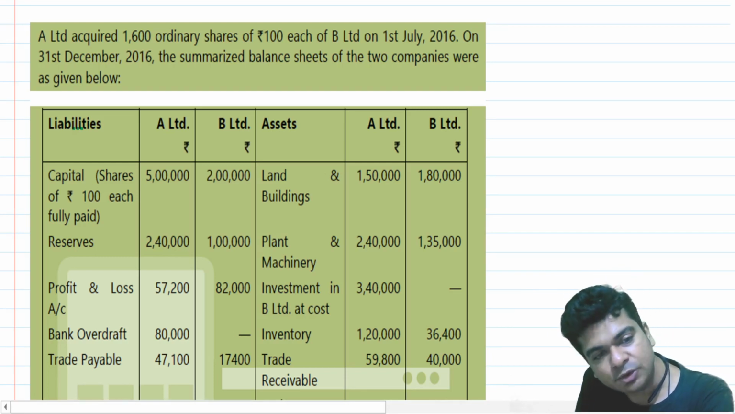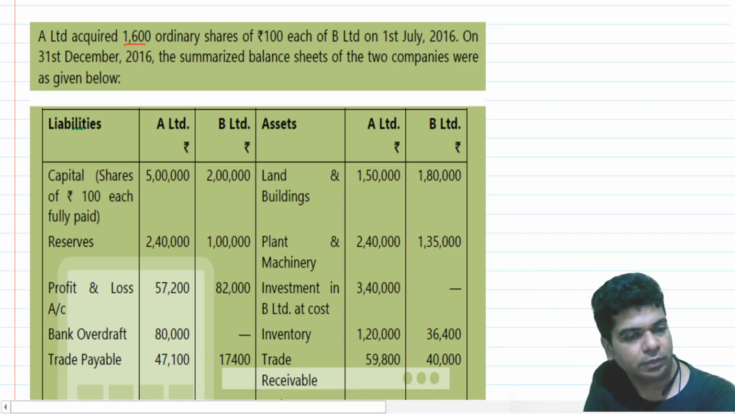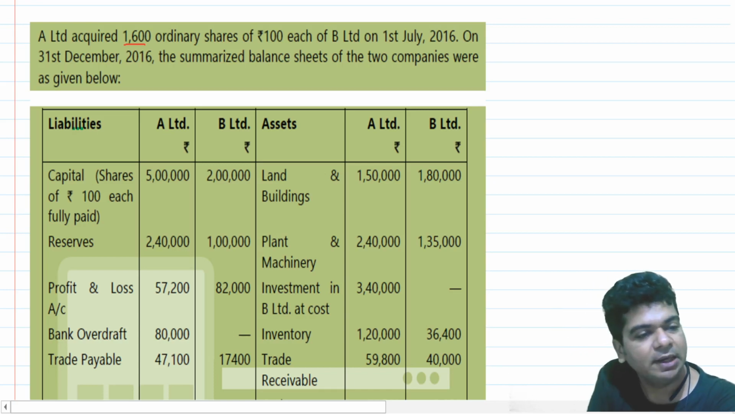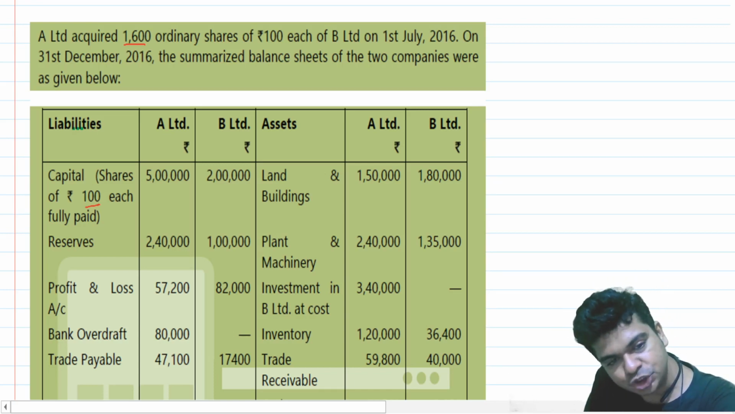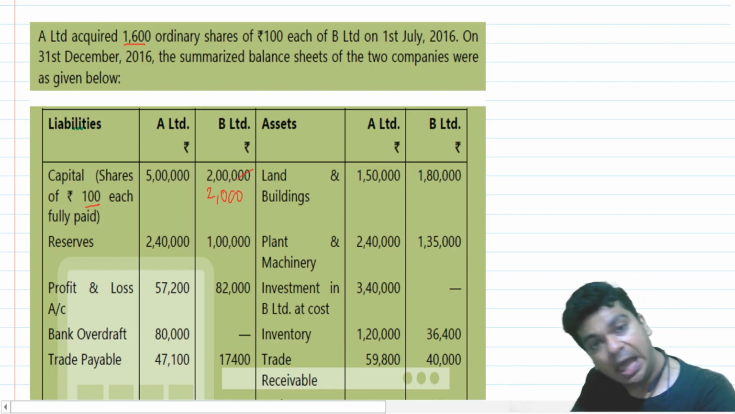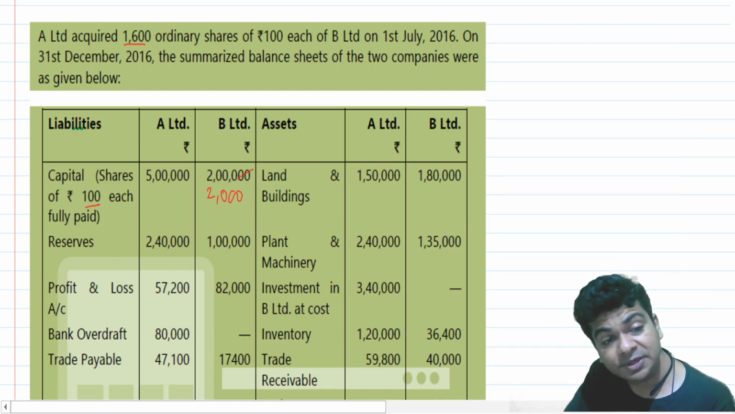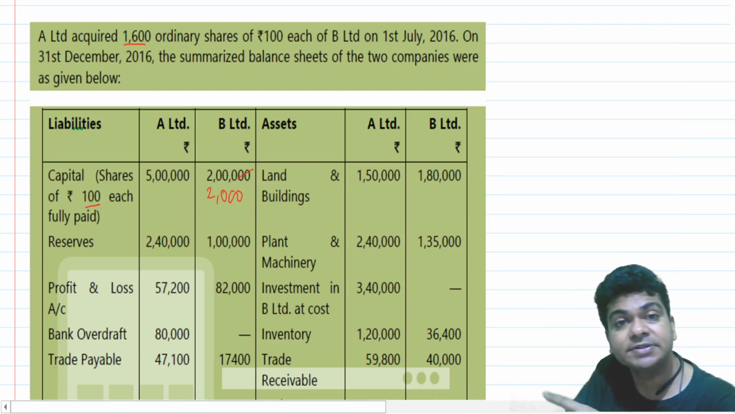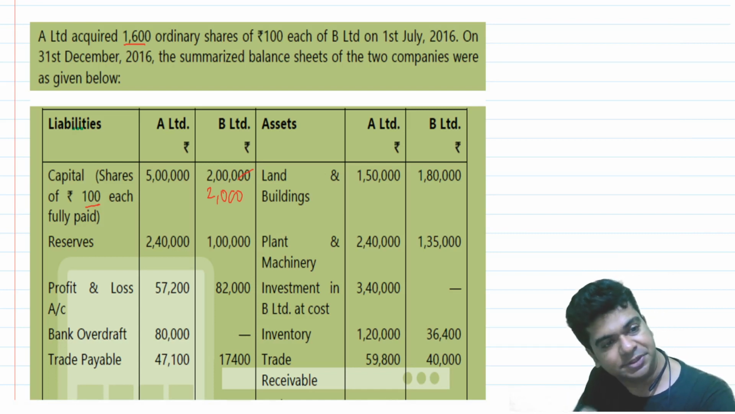So as you can see, you have purchased 1600 shares. If I see the balance sheet of B Limited, shares are of 100 rupees each. So I just remove those two zeros at the end. That means there are 2000 shares in B. Out of 2000 shares, you have purchased 1600 shares. That means your percentage of holding is 80%.